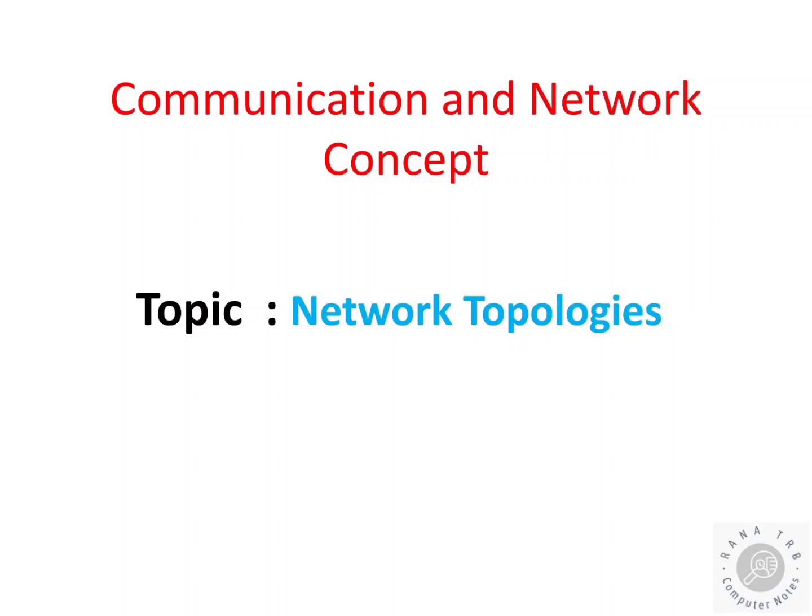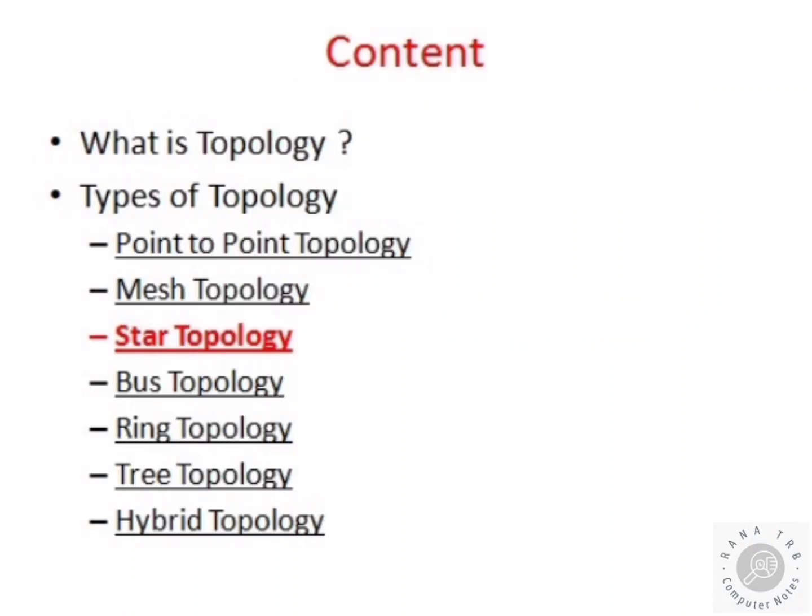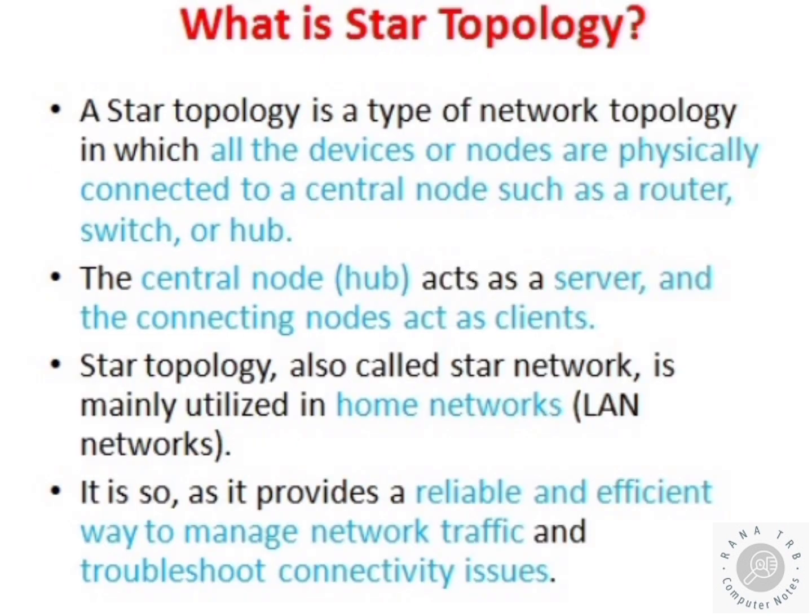Under the network topic, today we are going to see about star topology, its advantages and disadvantages. Star topology is one type of network topology where all the devices are connected to a central node. That is, it can be either a switch, router or a hub. The central node here, a hub or a server, will connect and act for the clients. Star topology is also called a star network.